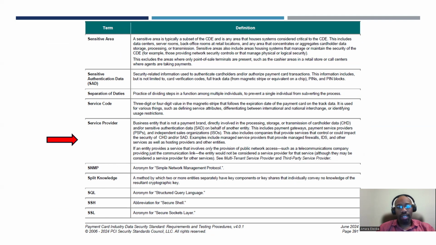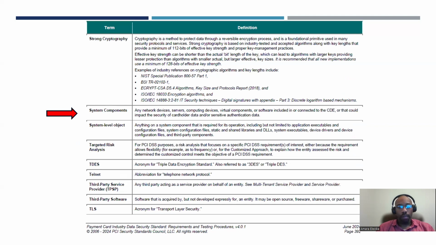A service provider is an entity that is working on your behalf to either process, transmit, or store cardholder data, and or they might be performing some sort of function that grants them access to your CDE, or their function might impact the security of your CDE. You have to assess them. System components, we talked about that. It's just servers, network devices, and computing devices that connect to the CDE or are part of the CDE.